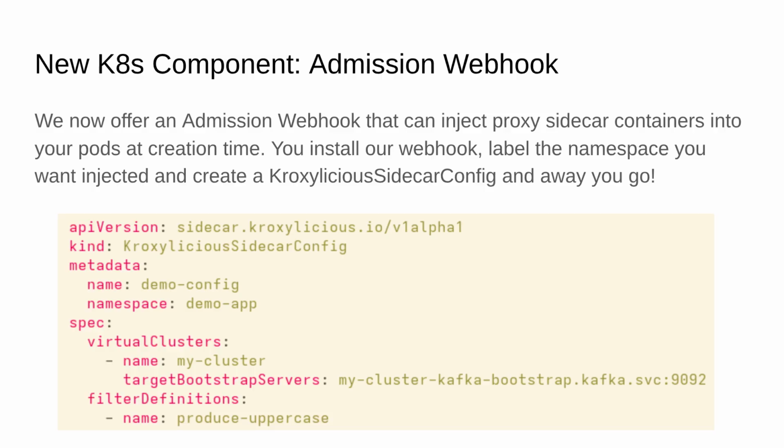All right, on with the new features. First of all, we have a new Kubernetes component. We now offer an admission webhook that can inject proxy sidecar containers into your pods at creation time. You install our webhook, label the namespace you want injection enabled on, and create a Kroxylicious sidecar config custom resource, and away you go. A caveat to be aware of here is that we inject at pod creation time, so if your sidecar config changes, you're going to have to delete and recreate.